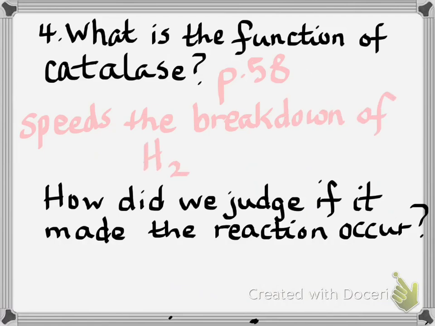Turns out aerobic cells need that to happen. Hydrogen peroxide is a waste product of most aerobic cells, and they need to break it down. Second part of question number 4. How did we judge if catalase made the reaction occur? What do we look for? Bubbles. What kind of bubbles? Oxygen.